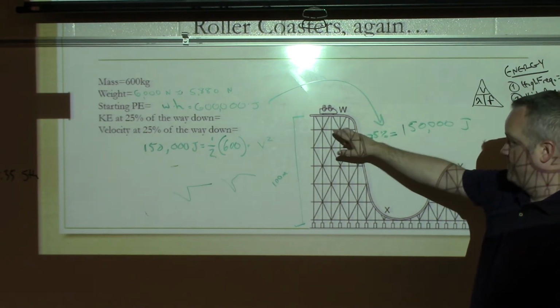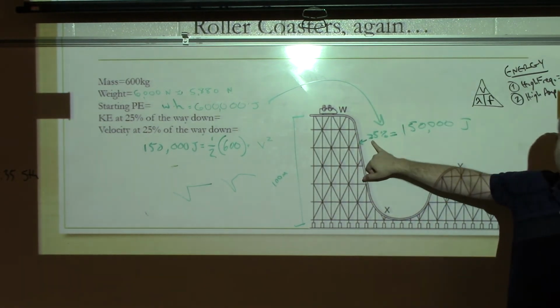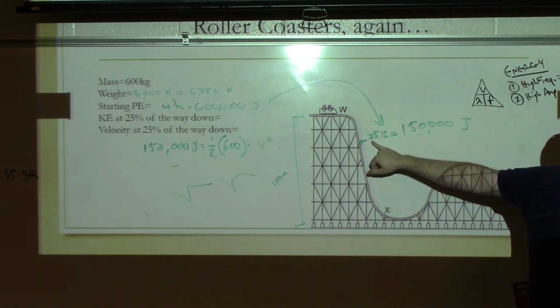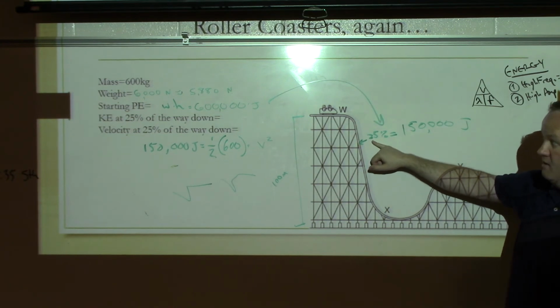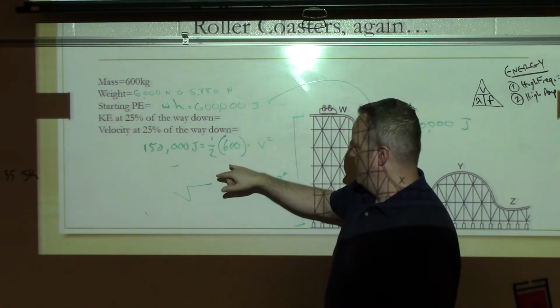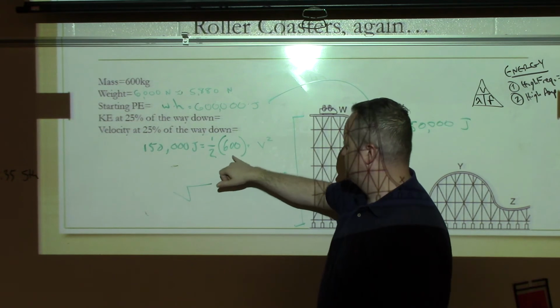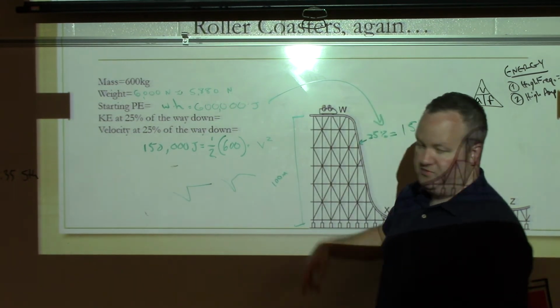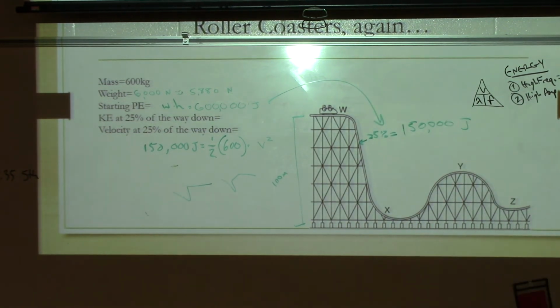Again, you multiply the total joules by 0.25 to find 25% of that. Okay? You're going to divide both sides by 300, and that will give you what velocity squared would be. Because half of 600 is 300. Okay?